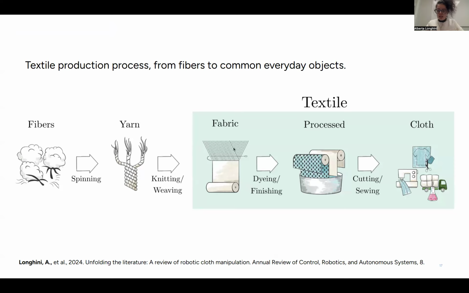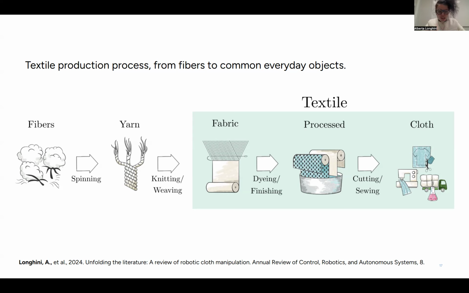Then these fabrics can go through different production processes like cutting and sewing to form clothes, but not just clothes. You can think of blankets or bandages used in healthcare settings. All these objects fall under the category of textiles. So if sometimes I use fabric or garment or cloth interchangeably, you need to be aware that there are subtle differences, but overall they all fall under the category of textiles. And these are the types of objects that we are discussing today.